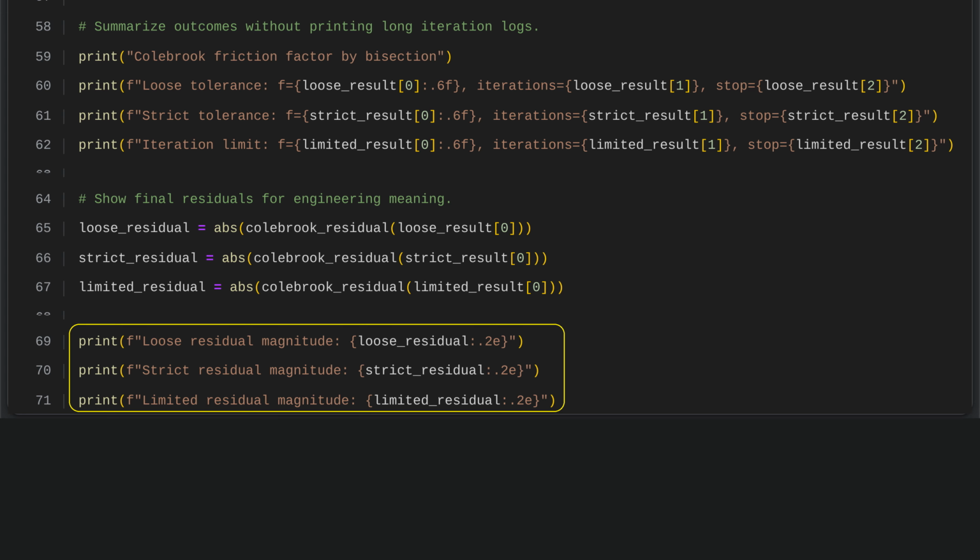The code reports residual magnitudes for loose, strict, and iteration-limited tolerance settings. These values, shown in scientific notation, indicate how close each solution comes to satisfying the Colebrook equation. Comparing them shows how tolerance choice and iteration limits affect solution accuracy.